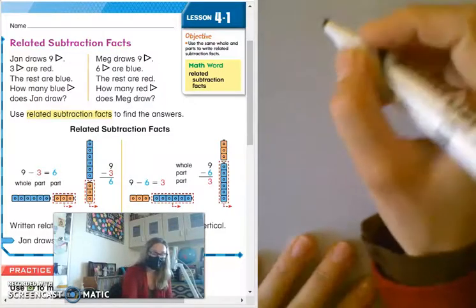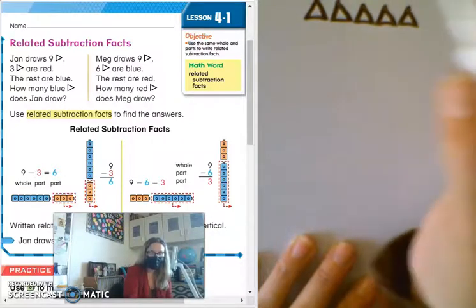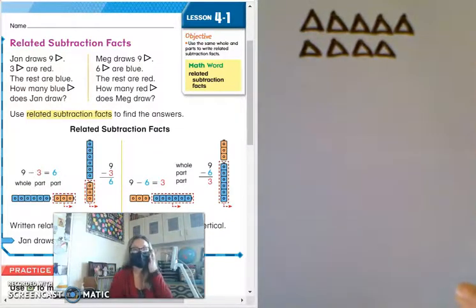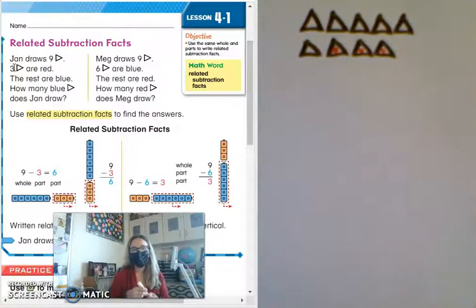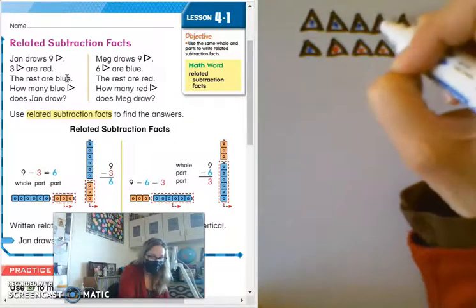9 triangles. So that's 1, 2, 3, 4, 5, 6, 7, 8, 9. These are 9 triangles that Jan draws. How many of those triangles are red, Lillian? It says 3 are red. So I'm just going to mark 1, 2, 3 are red, okay? And then it says the rest are what color, Serafina? Blue. Okay, so the rest are blue. So let's mark the rest of them blue. We don't know how many there are, but we know they're all blue, so we'll mark them all.